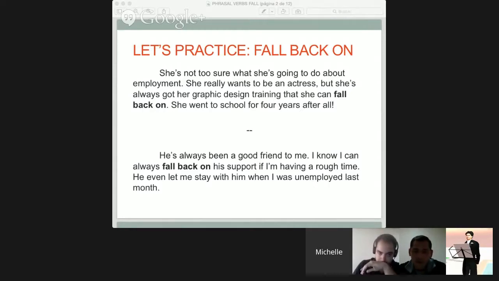Good. So how about you, Beto? Any ideas what the phrasal verb fall back on means in these two examples?